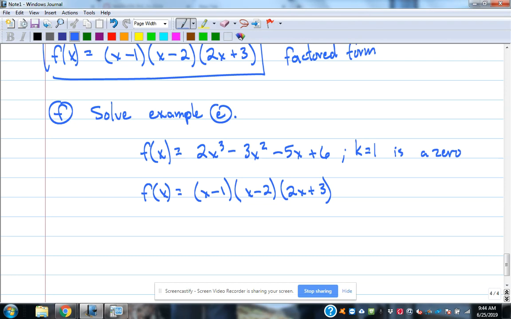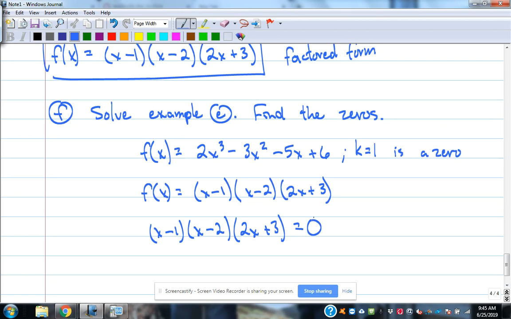Now, in order to solve that, solving it means finding the zeros. Well, zeros occur when the whole problem is equal to 0. So x minus 1 parentheses, x minus 2 parentheses, 2x plus 3 equals 0. Okay, we're setting the problem equal to 0. Set the equation equal to 0.